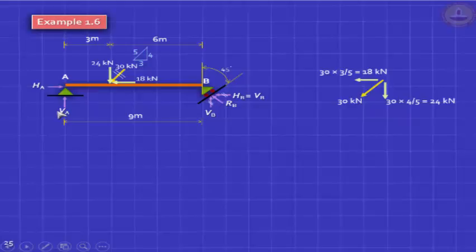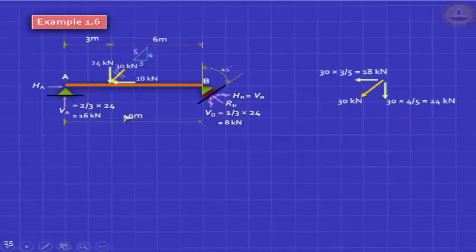Remember the A by L, B by L logic. So B by L, 6 by 9, which is 2/3 of 24 kilonewton will come here, and the balance will go here. This will be heavier than this. That's how you do it quickly. 2/3 of 24 is 16, 1/3 of 24 is 8. Finito.